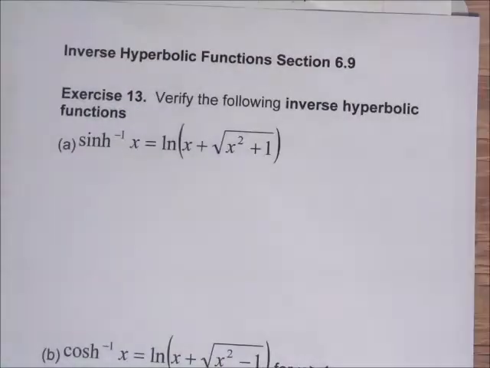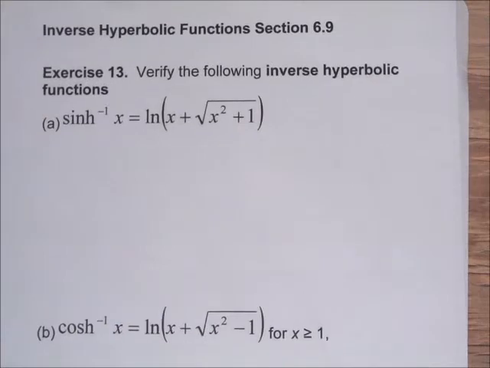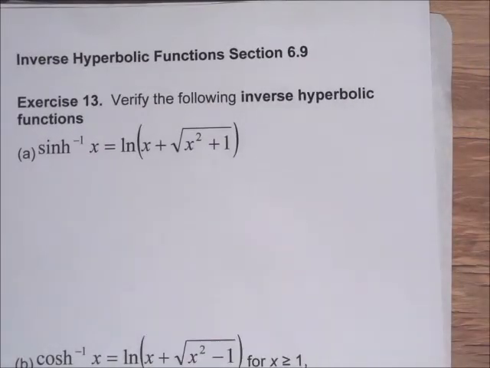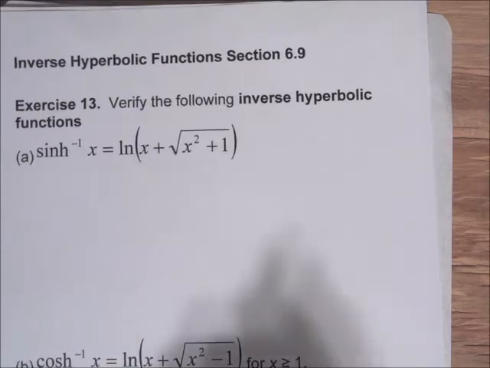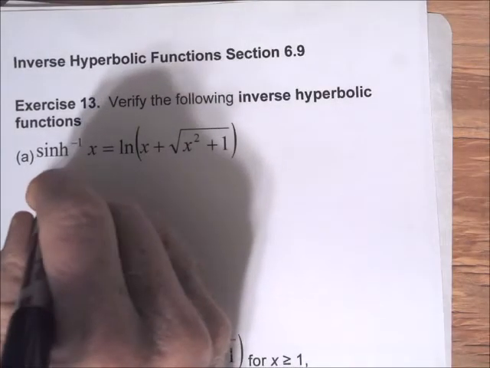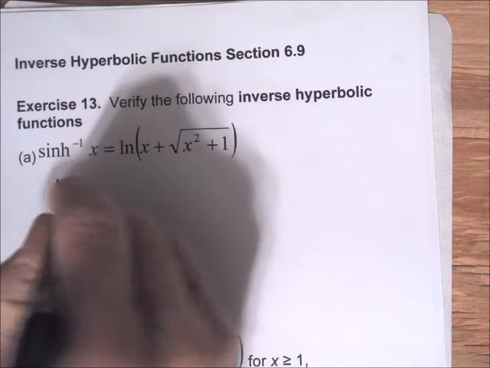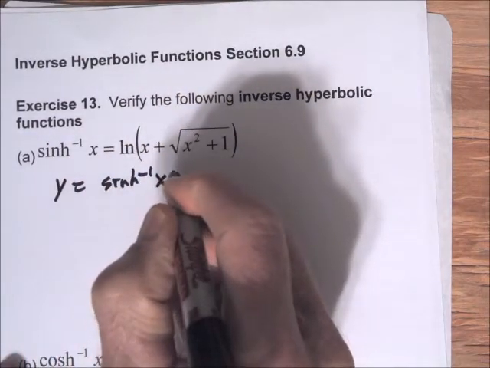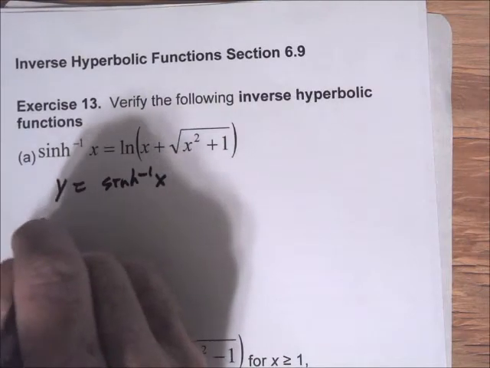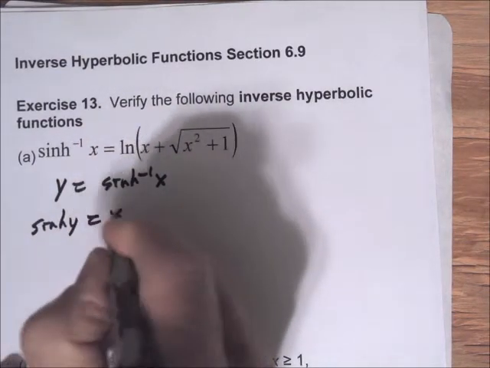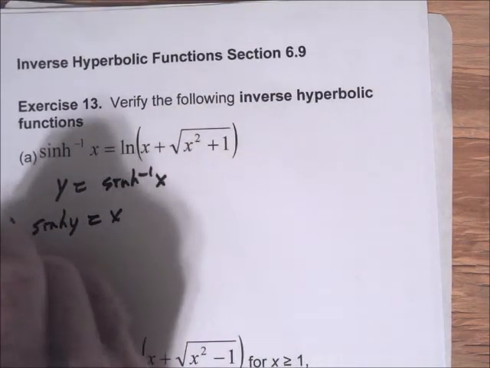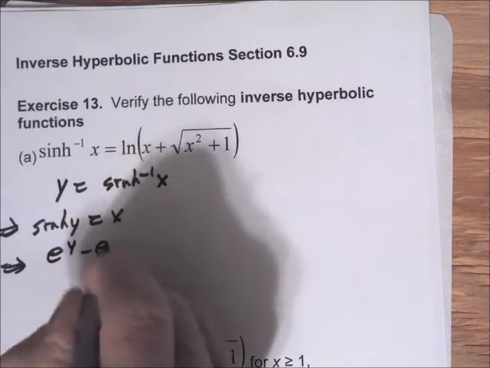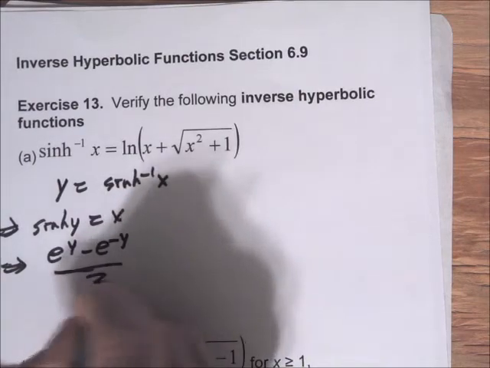We can write down a formula for the inverse. If y is equal to sinh inverse x, that means that sinh y is equal to x, and that means that e to the y minus e to the minus y over 2 is equal to x.